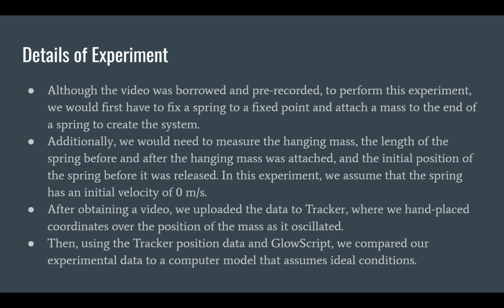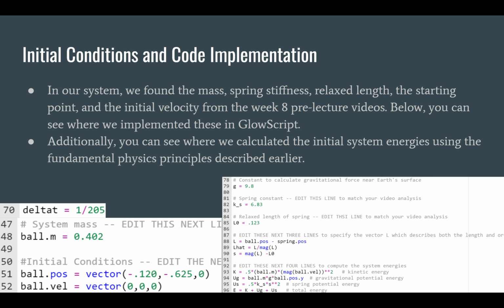After obtaining a video, we uploaded the data to Tracker, where we hand-placed coordinates over the position of the mass as it oscillated. Then, using the Tracker position data in GlowScript, we compared our experimental data to a computer model that assumes ideal conditions. For implementing the code and writing our initial conditions, we first had to find the mass, spring stiffness, relaxed length, and the starting point, along with the initial velocity, from the week 8 pre-lecture videos. Below you can see where we implemented these in GlowScript. Additionally, you can see where we calculated the initial system energies using the fundamental physics principles described earlier. And in the bottom right corner, you can see where we implemented the system energies.